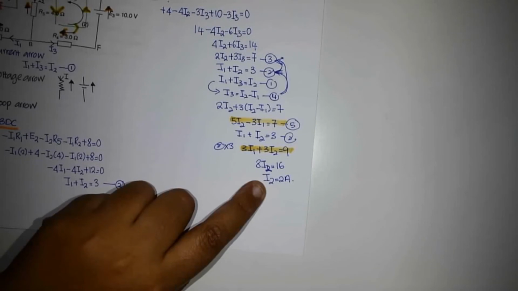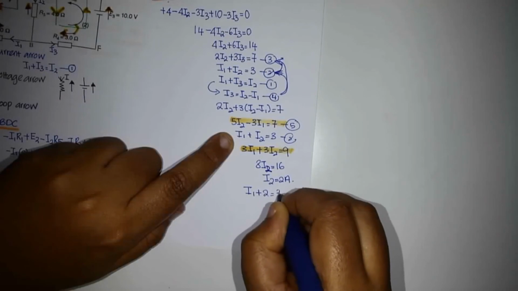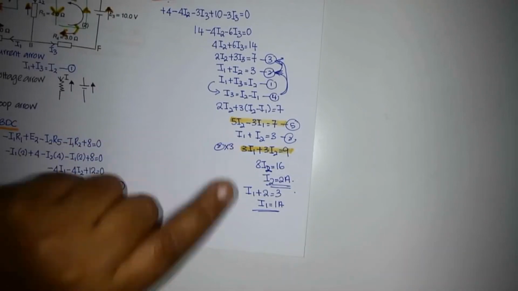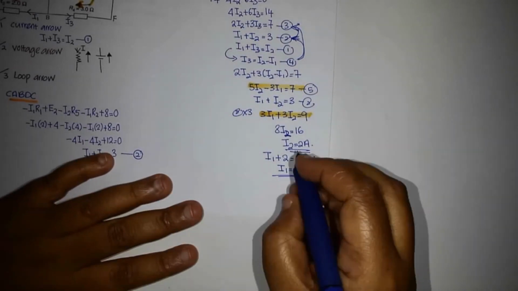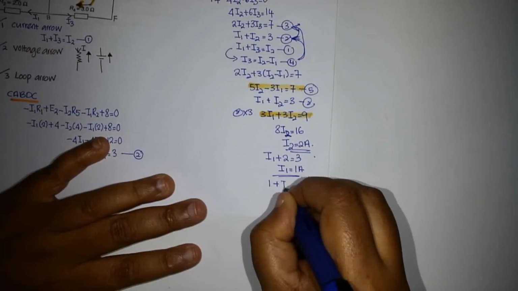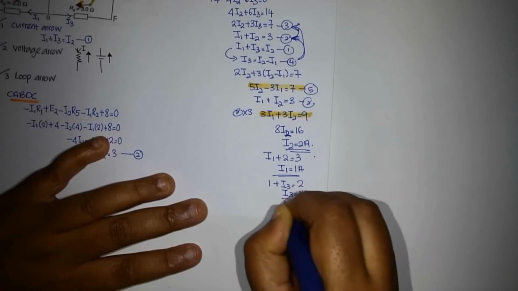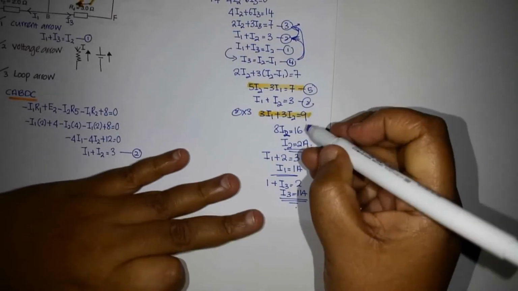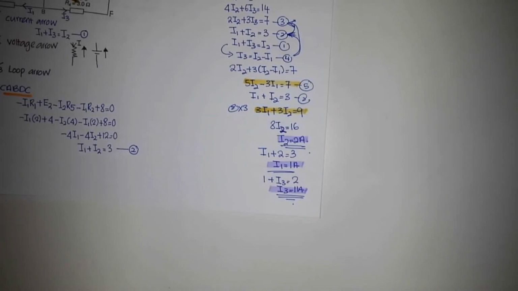Okay, already got I2. I substitute in number 2. So I1 plus 2 equals 3. So I1 equals 1 ampere. Okay, then I take this 2, I substitute in number 1. So I get 1 plus I3 equals 2. So I3 equals 1 ampere. Okay, so I got all my answers. I2, I1, I3. Okay, answered the question already.